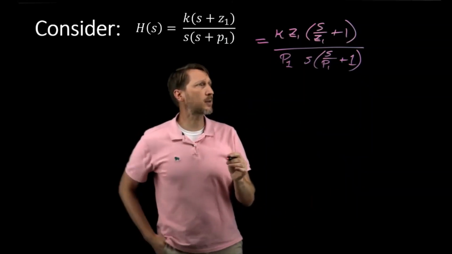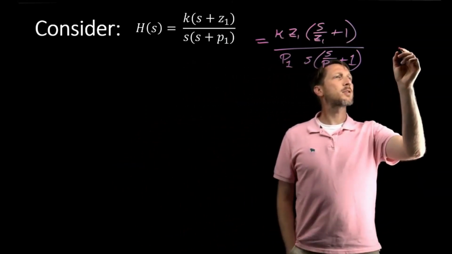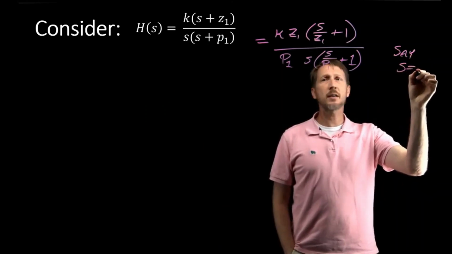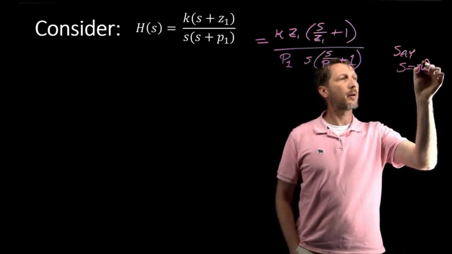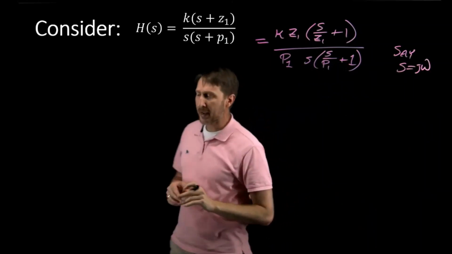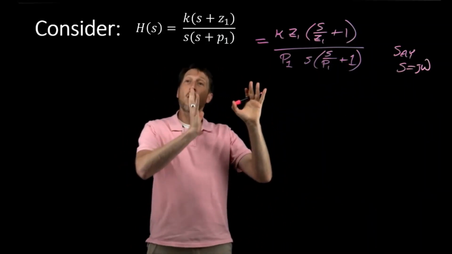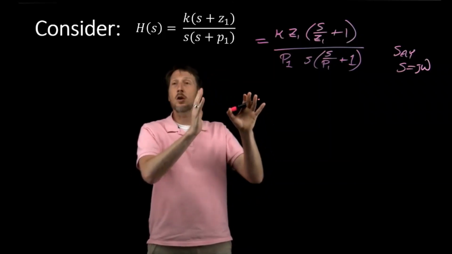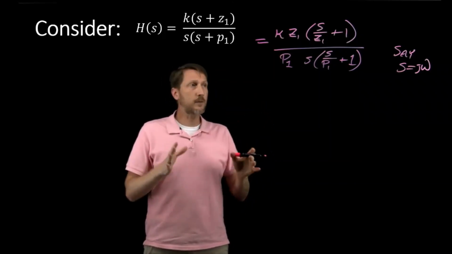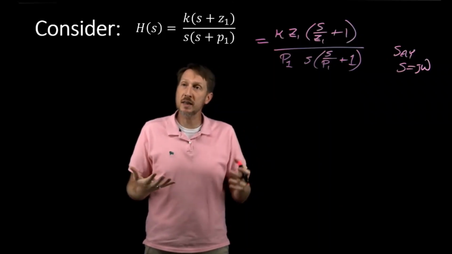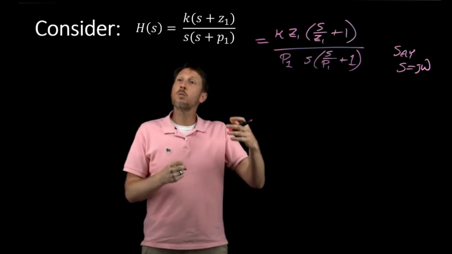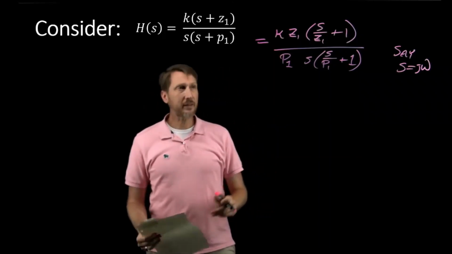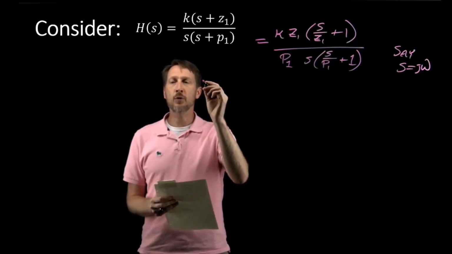Now, from here, the next thing we're going to do, we're going to make a substitution. We're going to say that S is equal to J omega. S is equal to J omega is going to put this in terms of only the Fourier transform domain. We're only going to look at the signal output of this, because what we really want to understand is how the input signal relates to the output signal. All right, so with that, we can now transform this equation.